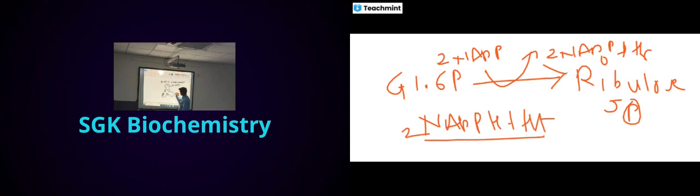So glucose, the 6 carbon sugar, is converted to 5 carbon ribulose 5 phosphate. There is removal of carbon in the form of CO2, and during this reaction two molecules of NADPH are produced. I again repeat the same reaction.